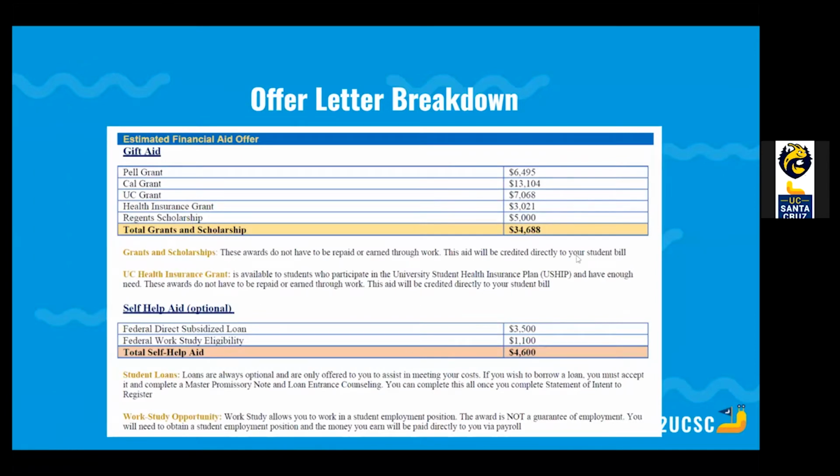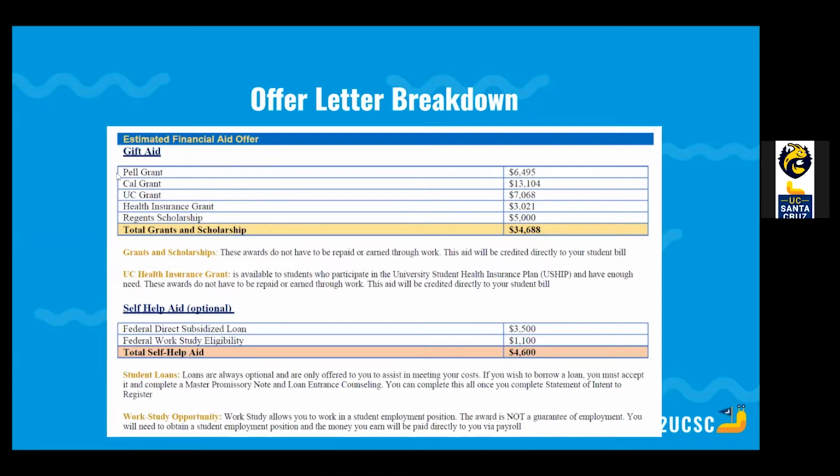The next part of your financial aid offer letter is the aid. So up top, if you were eligible for any type of gift aid, grants or scholarships, or types of aid that never have to be paid back. In this instance, a student that has a 0 EFC would be eligible for a federal Pell Grant, a Cal Grant from the state of California to cover tuition, a UC grant in the amount of $7,068. This is an institutional grant.